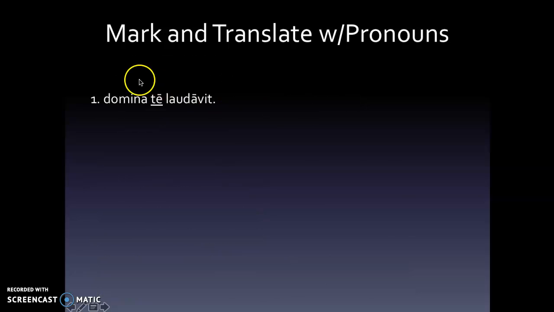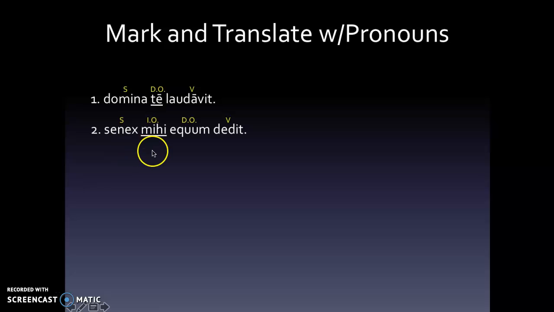All right, first sentence, te is our pronoun. Domina is the subject. This is accusative, so it's our direct object, and then we have our verb. The mistress praised you.